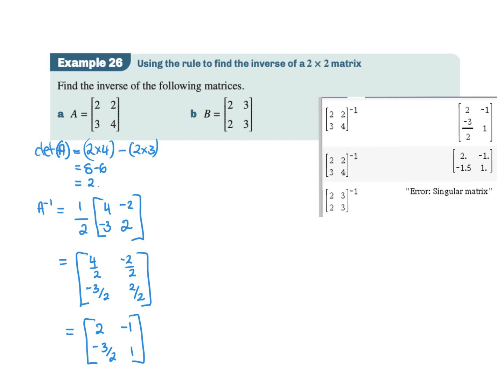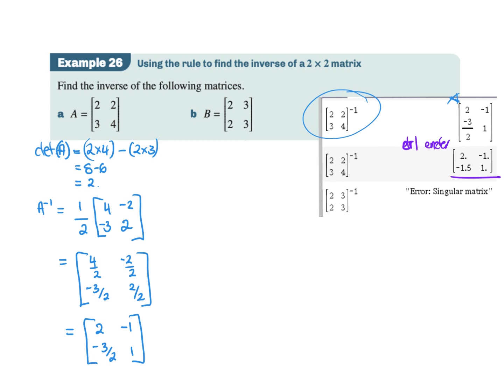So you can see I did it in the calculator. If you don't have to show all the working out, you just chuck it into the power of negative 1, and you can see I got that answer. And then just to show you, if you need the decimal, just go control enter, and we can get the decimal answer there.